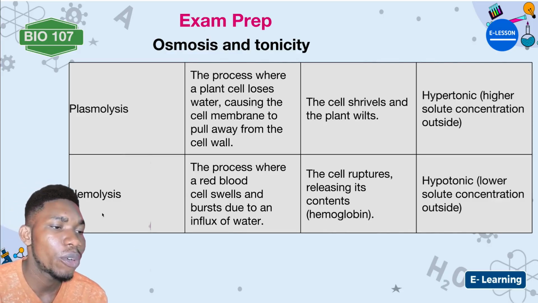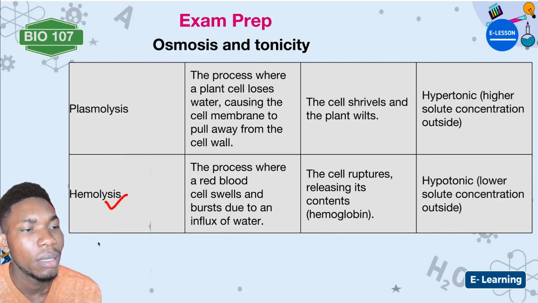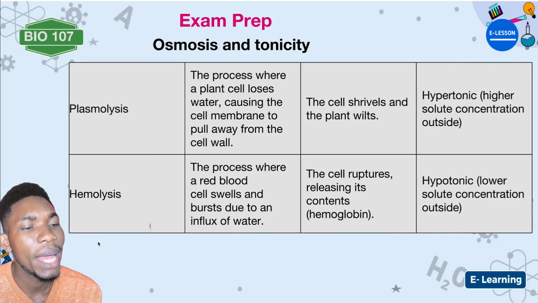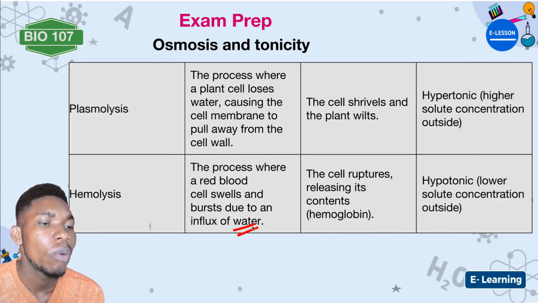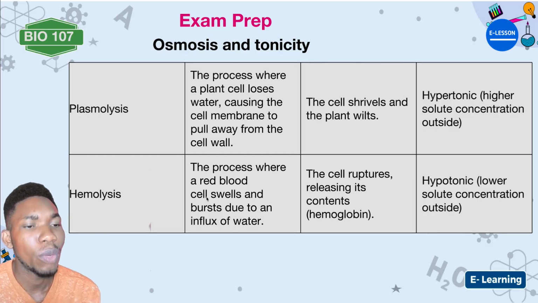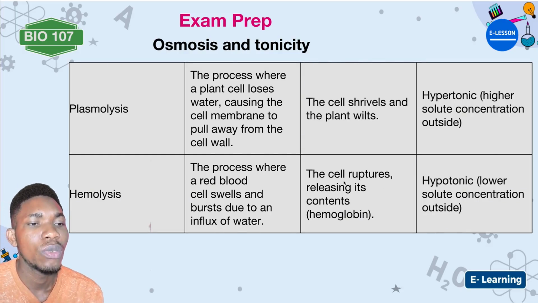Hemolysis is basically for red blood cells. In hemolysis, a red blood cell swells and bursts due to an influx of water. What do you think will make a blood cell swell and burst? Is it a hypertonic solution or hypo? Hypo will cause it to swell and burst. Are you getting it now? So the cell erupts, releasing its content, hemoglobin.